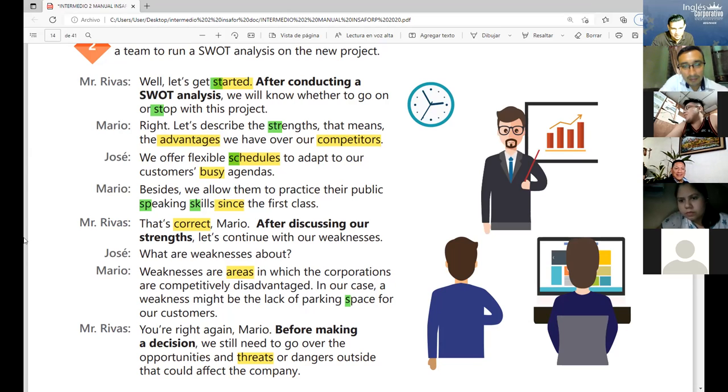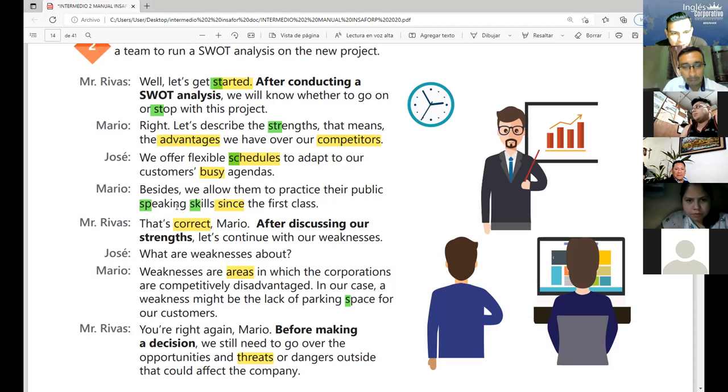Weaknesses are areas in which the corporation is at a competitive disadvantage. In our case, a weakness might be the lack of parking space for our customers. You're right again, Mario. Before making a decision, we still need to go over the opportunities and threats, or dangers outside that could affect the company.